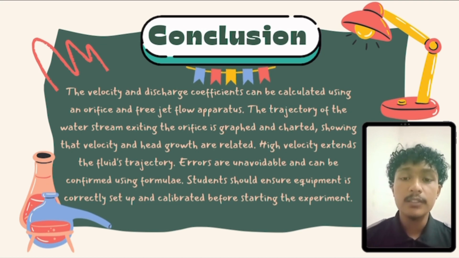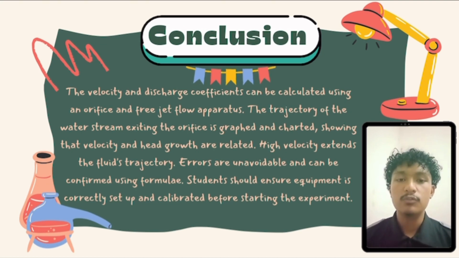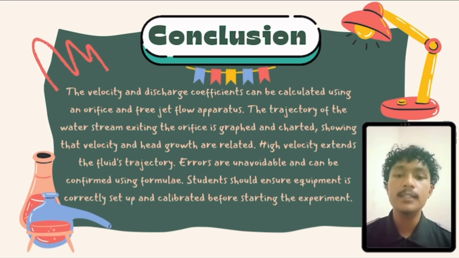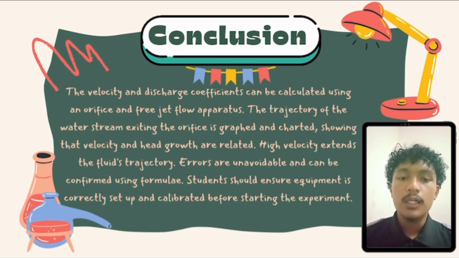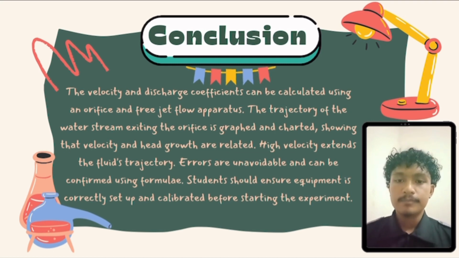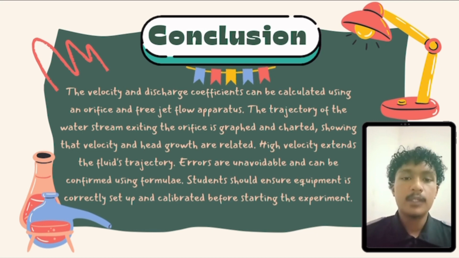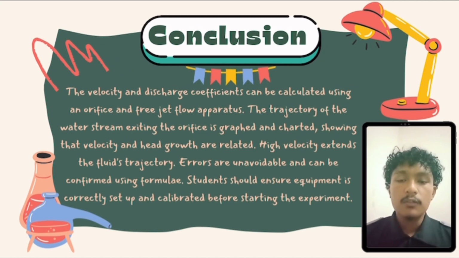Furthermore, percentage errors were unavoidable throughout the experiment, but the data result may always be confirmed using the formula. Errors are unavoidable and might have occurred before, after, or during the experiment. Before beginning the experiment, students should check whether all of the equipment is correctly set up and ready to use.